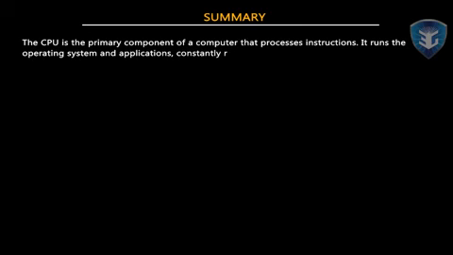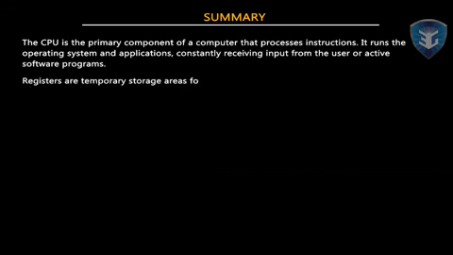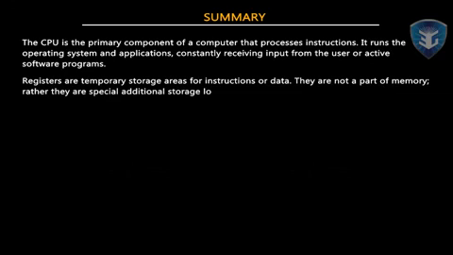Now, in the end, let us summarize what we have learned in this lecture. The CPU is the primary component of a computer that processes instructions. It runs the operating system and applications, constantly receiving input from the user or active software programs. Registers are temporary storage areas for instructions or data. They are not part of memory. Rather, they are special additional storage locations that offer the advantage of speed.